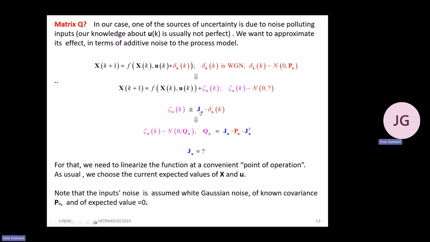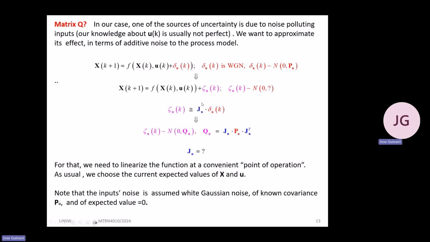So what is this JQ? This is the partial derivative of my state equation with respect to the input vector. And we are going to do the evaluation at the current value of the expected value of the state vector and the current value of the input which we measure. Those are numbers.